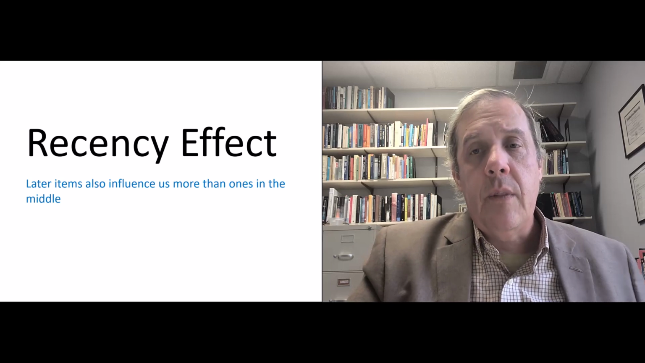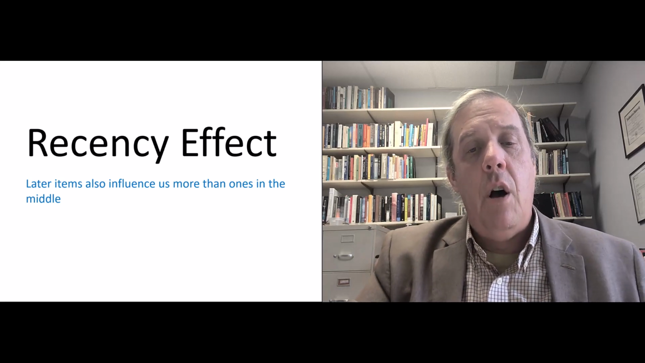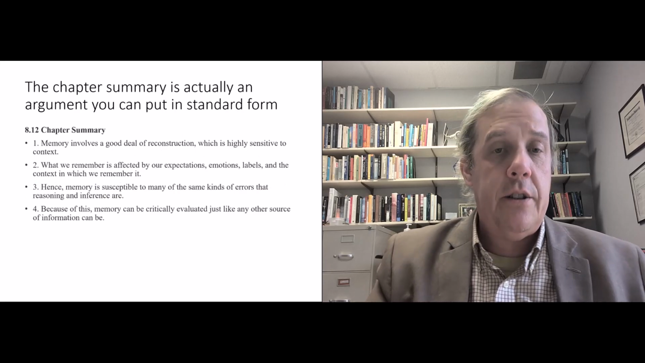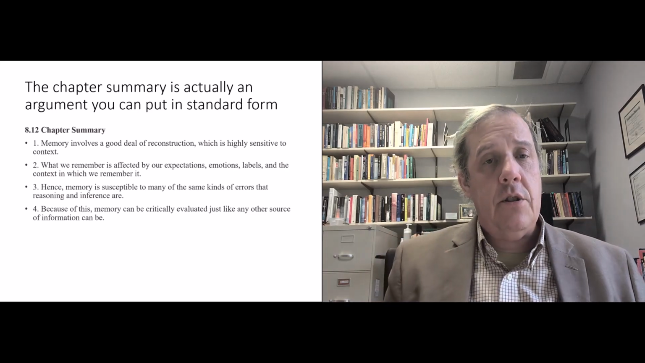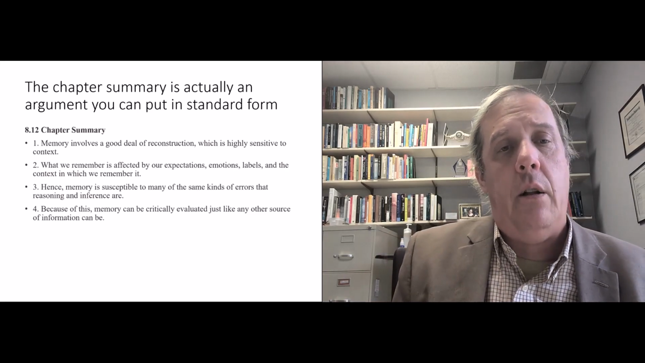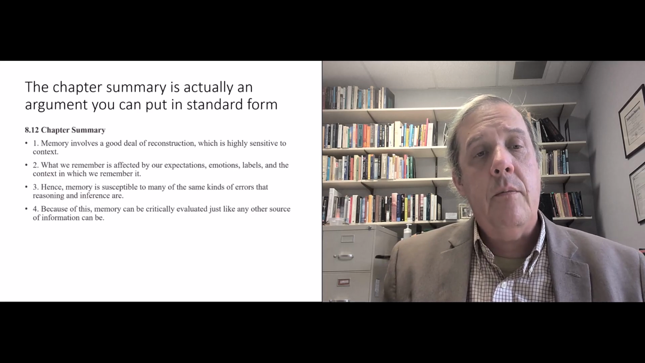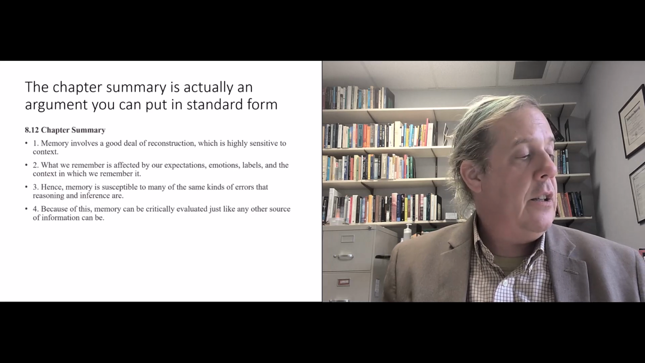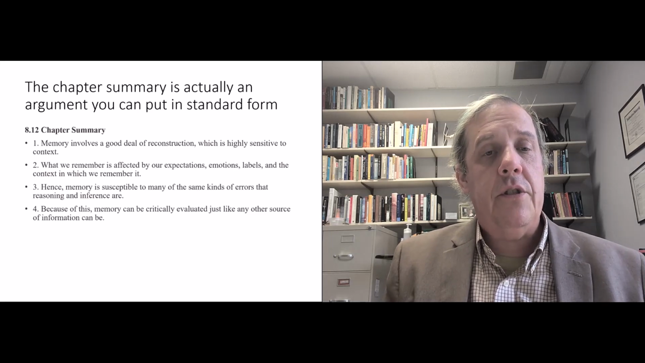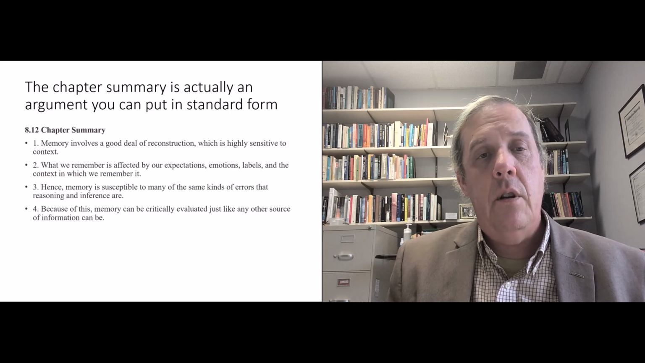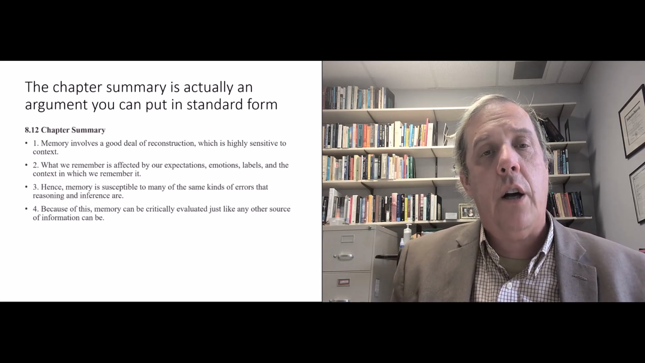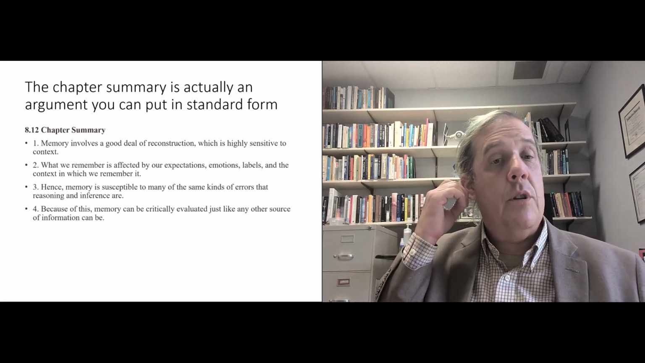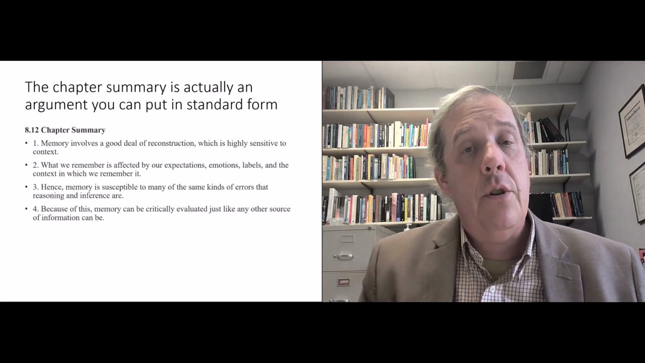Okay. So there are additional exercises, and you need to do all of those. There was one more that I added because I noticed that the chapter summary, section 8.12 of the reading, actually doesn't just look like, it's an argument. See the words hence and because. So in fact, you can reconstruct this chapter summary as an argument in standard form. So that was one of the other exercises that I asked you to do.